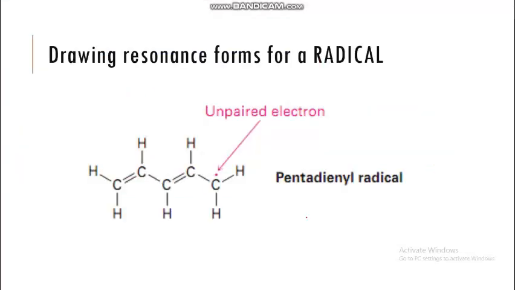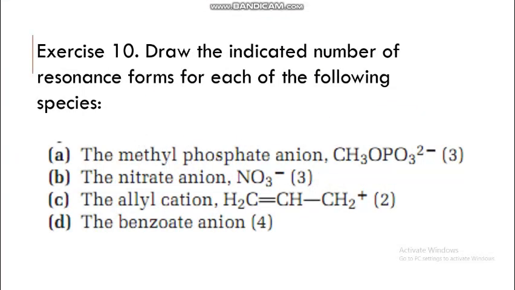Okay? Now, on your exercise 10, draw the indicated number of resonance forms for each of the following species or each of the following compounds. So, the methyl phosphate ion, it means it has three resonance forms. For the nitrate anion, it has three resonance forms. The allyl cation has two resonance forms, and the benzoate anion has four resonance forms.